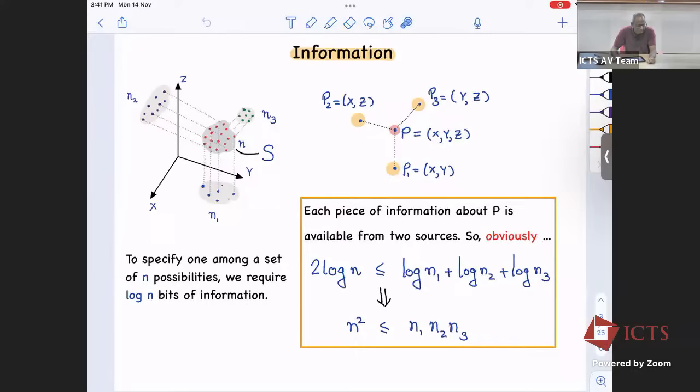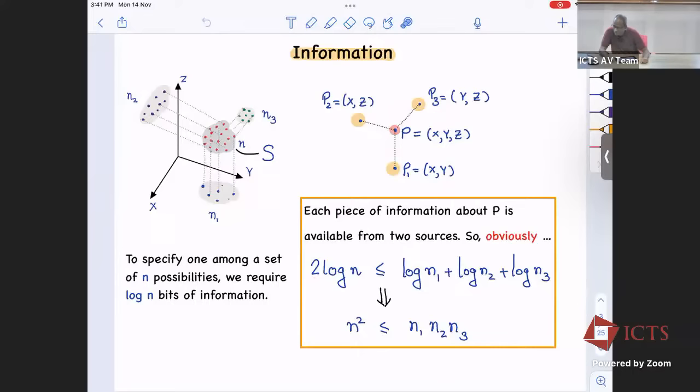But the point is that I have somehow tried to think about this in the language of information. Every piece of information that leads to my determining the point P is available from two sources. Hence, the information in these three should together add up to two times. This two is because of that.